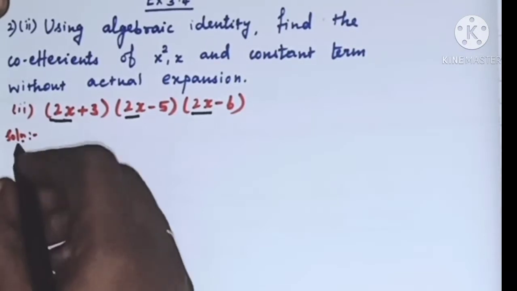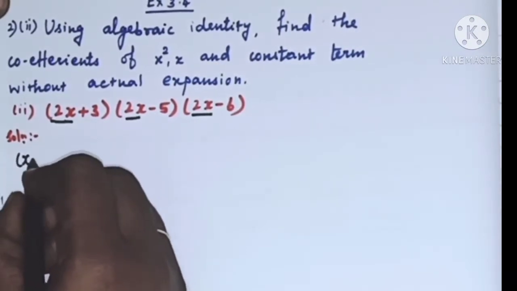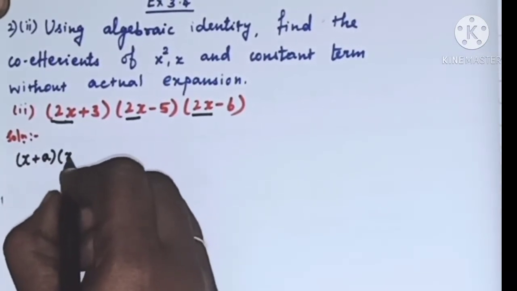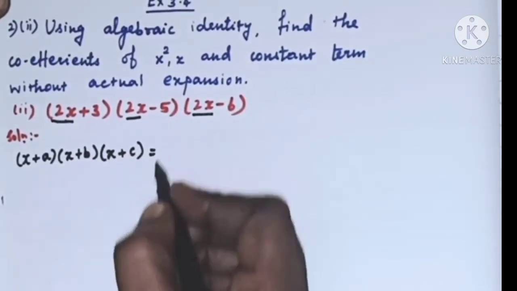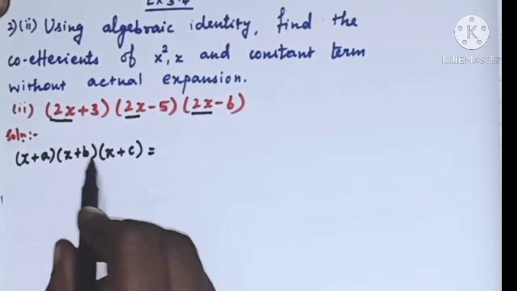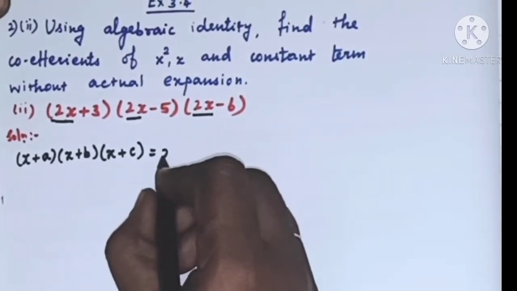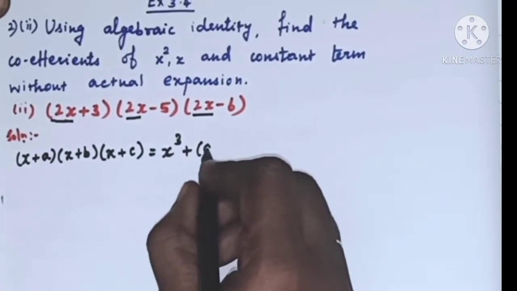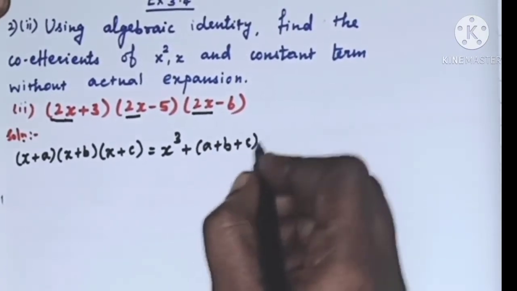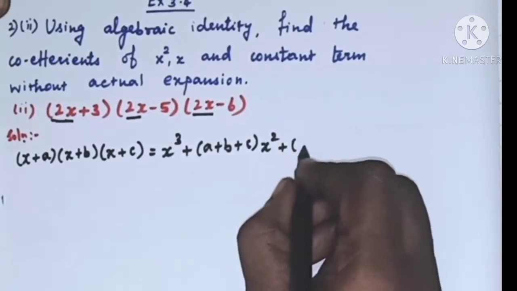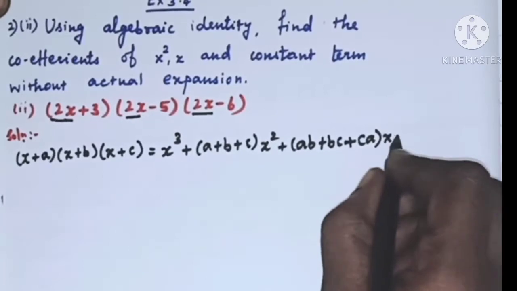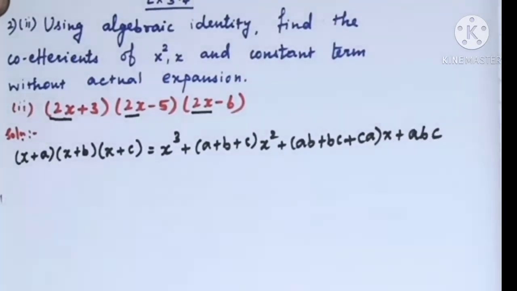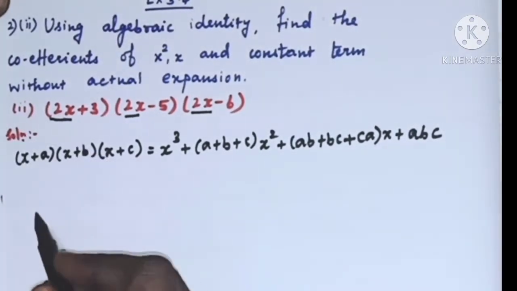So this is same as the identity x plus a into x plus b into x plus c, which is equal to x cube plus a plus b plus c into x square plus ab plus bc plus ca into x plus abc. This is the algebraic identity we have to use in the second subdivision.